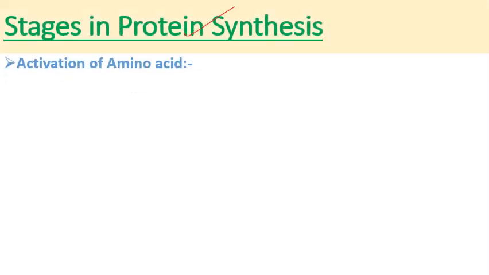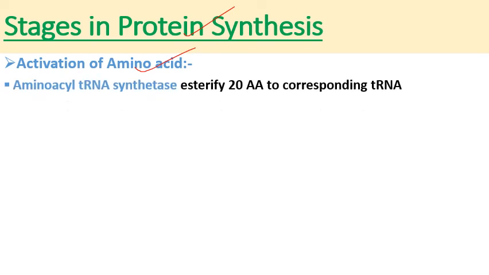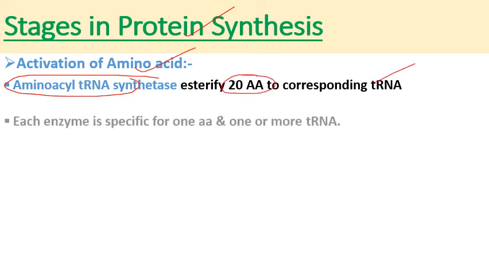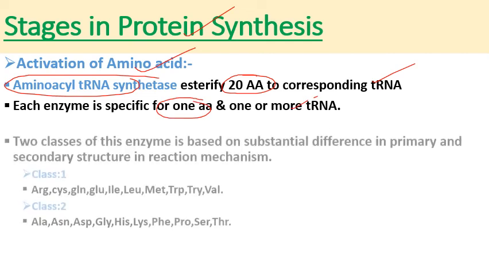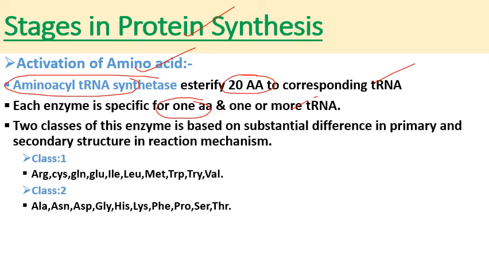Next stage is in protein synthesis. So first stage is activation of amino acid. For this it requires amino acid tRNA synthetase, which esterifies the 20 amino acids to the corresponding tRNA. And each enzyme is specific for one amino acid and one or more tRNA is required. Then two classes of this enzyme are based on substantial differences in primary and secondary structure and reaction mechanism. Class 1 brings certain amino acids, and class 2 brings the other amino acids.